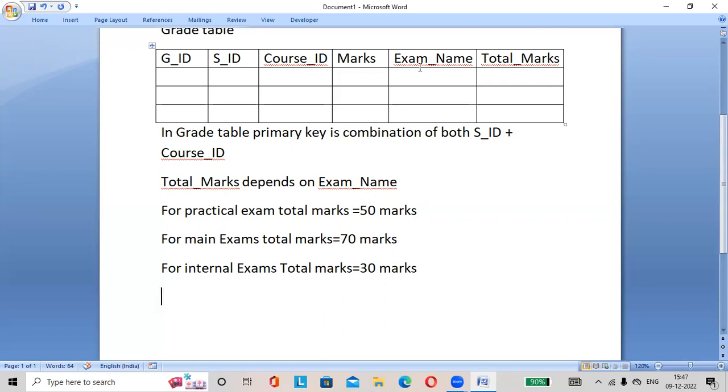Yes or no? Exam name is not a part of the primary key. This is known as what? Transitive dependency. All the columns in the table must depend on the primary key. But here total marks depends on exam name, which is not a primary key. This problem is known as what? Transitive dependency. Is it clear, ma'am, what I meant to say? Yes, clear.